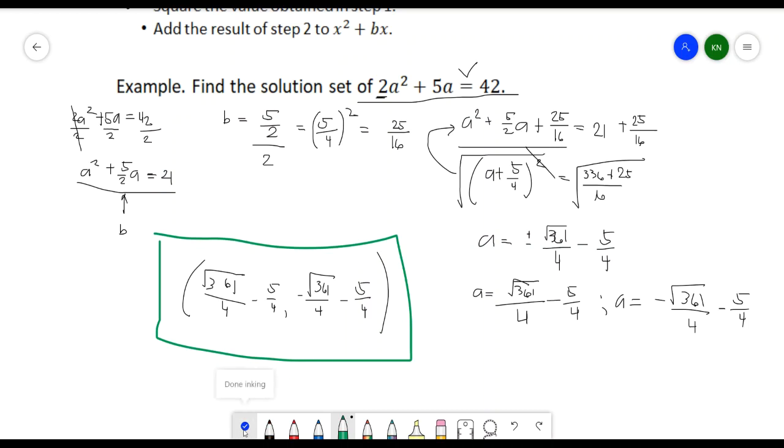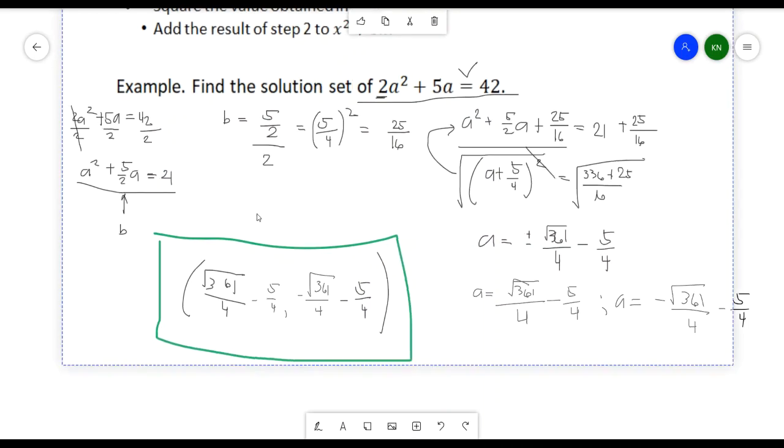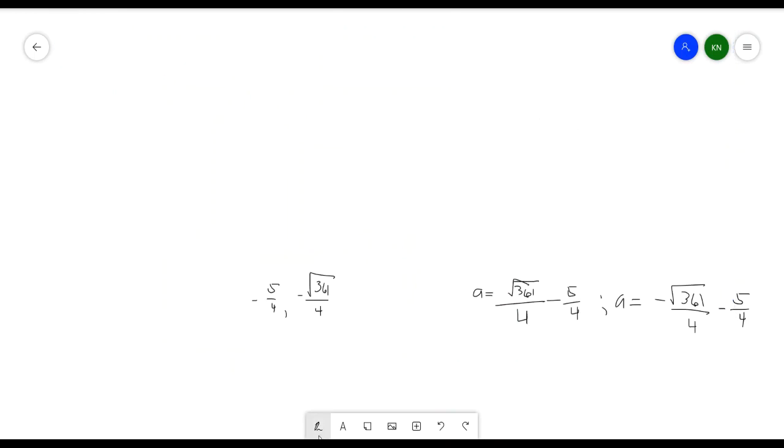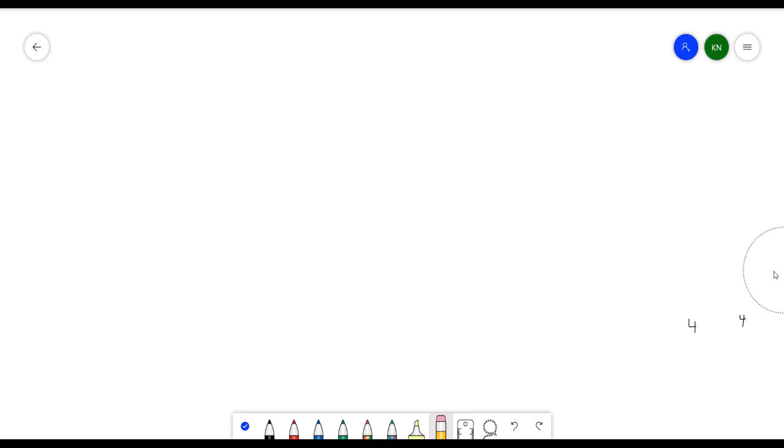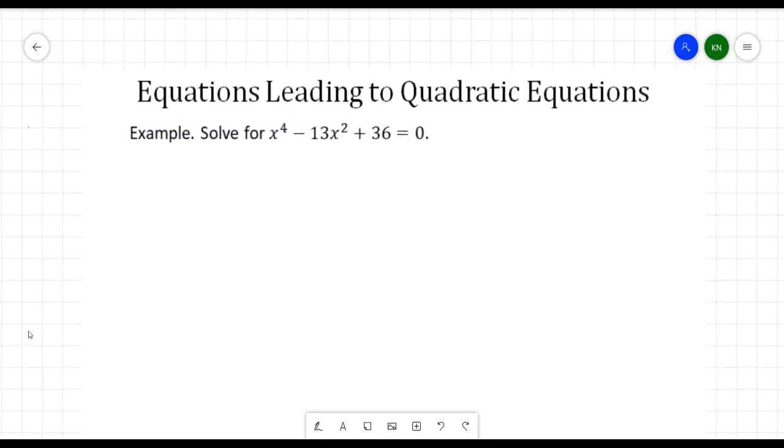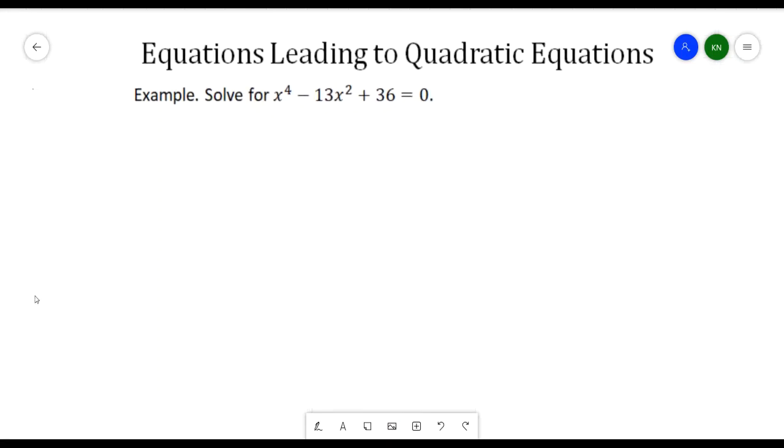So now we'll move on to the last topic, I guess, for this discussion. We have equations leading to quadratic equations, the same with the linear equation, where we also have equations leading to linear equations.